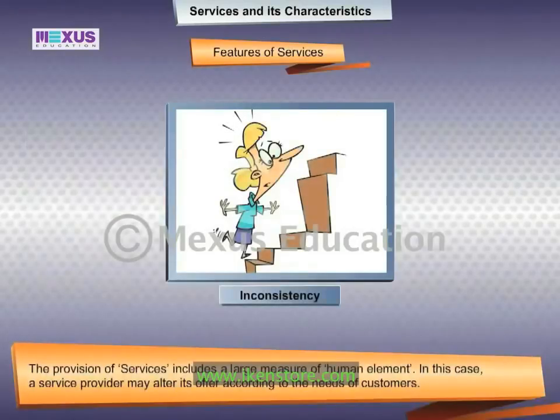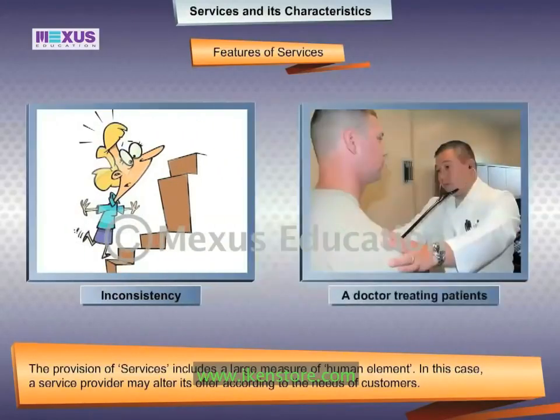Inconsistency. The second important characteristic of services is inconsistency. The provision of services includes a large measure of human element. In this case, a service provider may alter its offer according to the needs of customers. For example, a doctor treats his patients according to their problems.